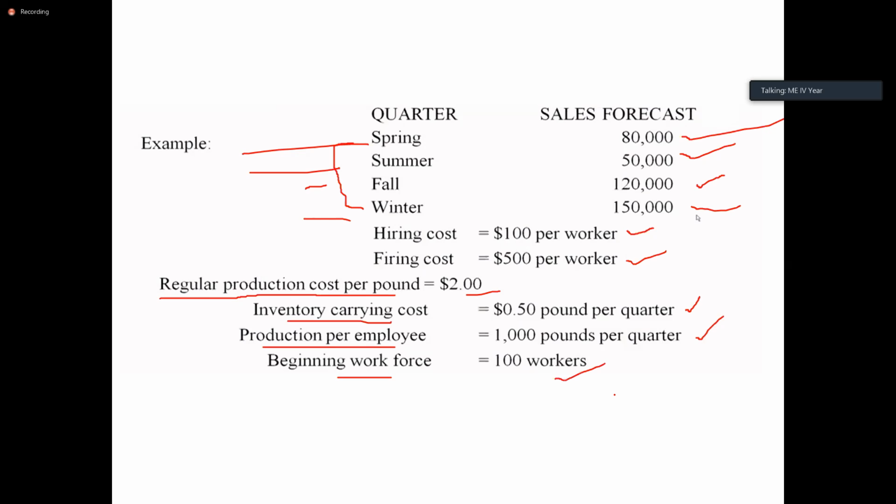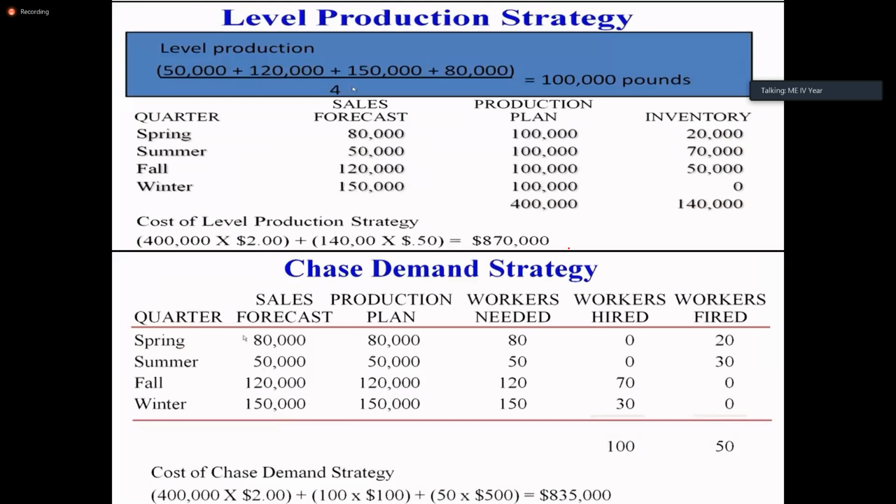Beginning workforce, initially they have in hand 100 workers. So this is the data. Now we'll see how these two strategies will help us meet the demand. They said level production means whatever the demand, you have to produce only a constant amount. So on average you have to do the production.